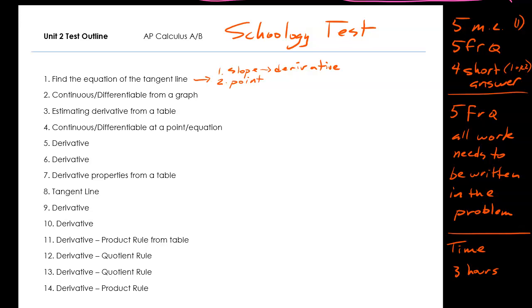Now, the point can be found one of two ways. One, you could be given it. Or two, you'll be given an x value, which means you have to find the y value. Those are the most common setups, but it could be different. You used to get some questions where it would be parallel to something. Basically, there are different ways of finding slopes and points, but these are the most common.